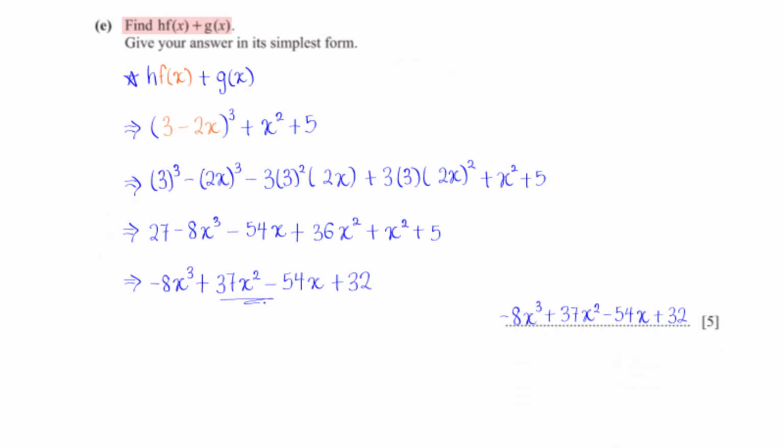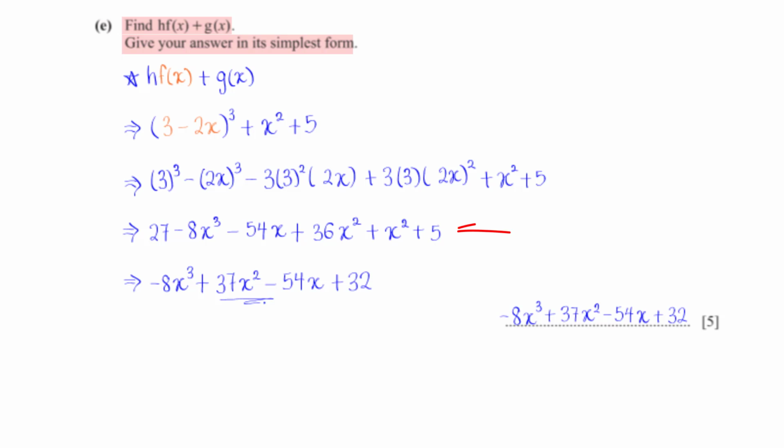Find h of f of x plus g of x. Give your answer in its simplest form. h of f of x gives us 3 minus 2x all cubed plus g of x, which is x squared plus 5. By applying the cubic expansion to 3 minus 2x all cubed, we get 3 cubed minus 2x cubed minus 3 times 3 squared times 2x plus 3 times 3 times 2x squared. And now we have our plus x squared plus 5.